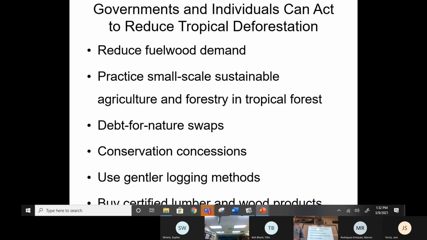So, buy certified lumber and wood products is the one at the bottom. There are actually companies, like nonprofits, that will certify where the logs came from. And you can even find this at places like Home Depot and Lowe's, where you can get certified wood from the Forest Stewardship Council, I think, FSC certified. The Forest Stewardship Council will say, yes, this was cut down in a sustainable way. And so you can choose to buy that lumber instead of other lumber that isn't certified by them.